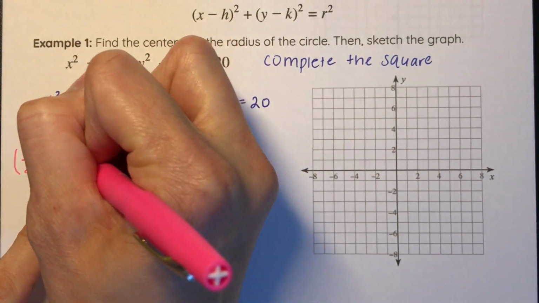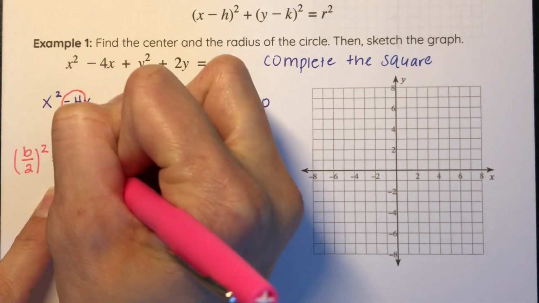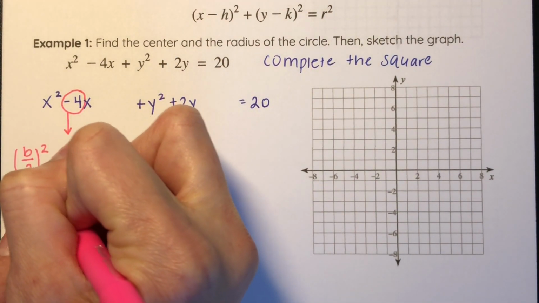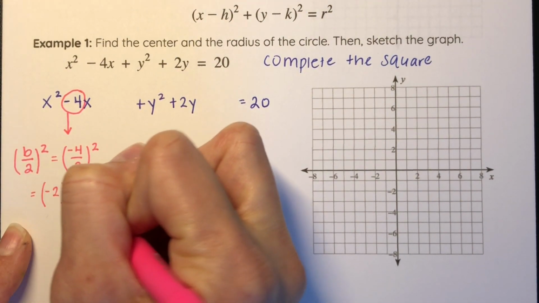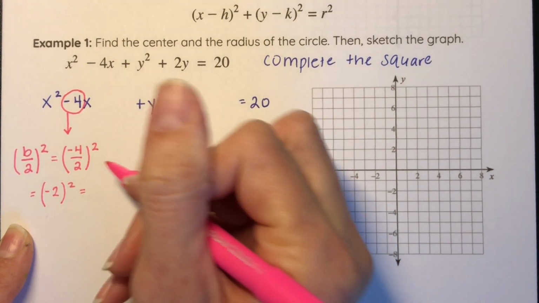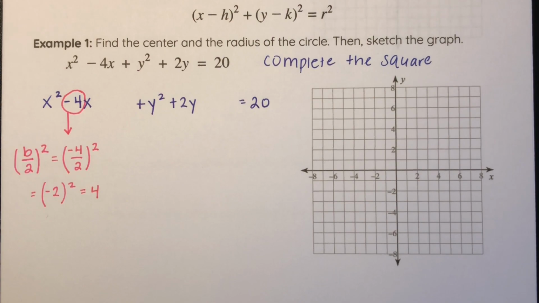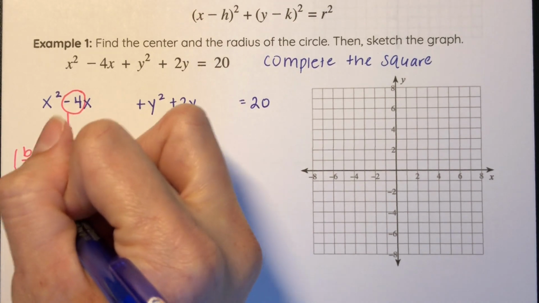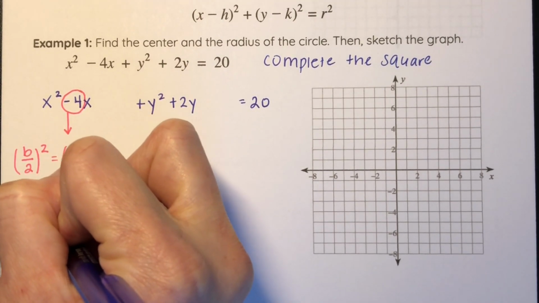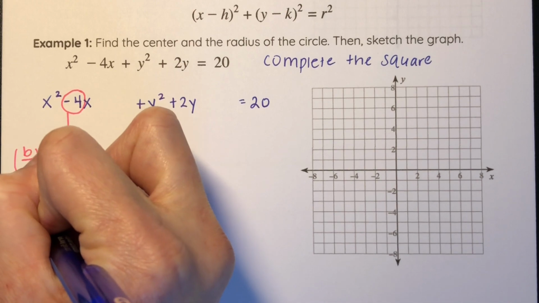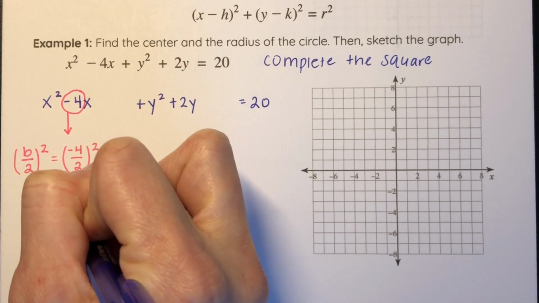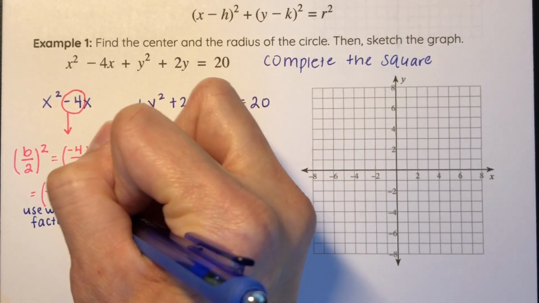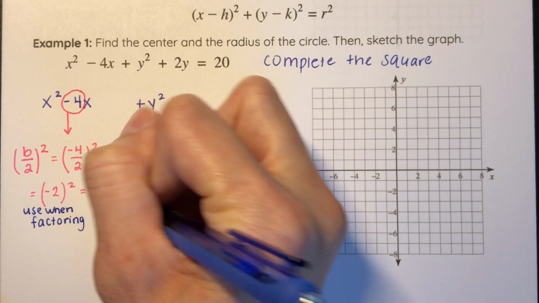So the b in this case is -4. I divide that by 2, and then I square it. So -4 divided by 2 is -2. -2 squared is -2 times -2, which is +4. So again, if you remember, we take this value, -2, and we use this when we factor. So we'll say use when factoring. And then for this value, this is going to be our constant, what we're going to add.